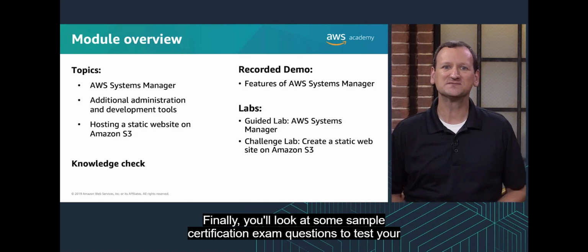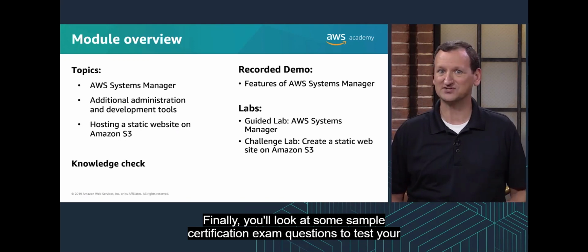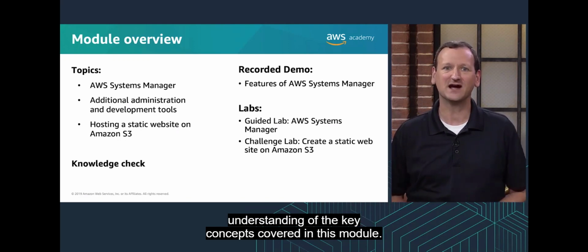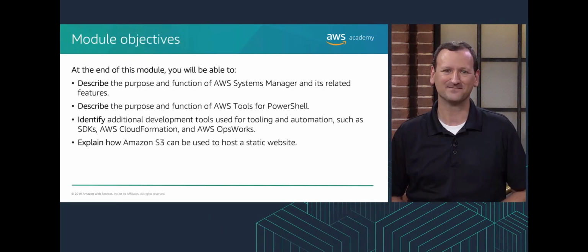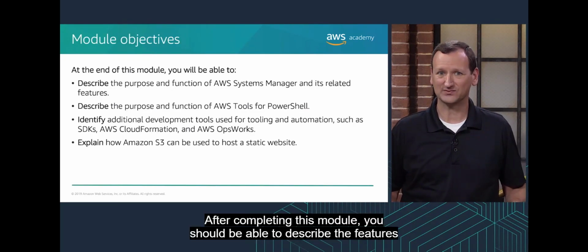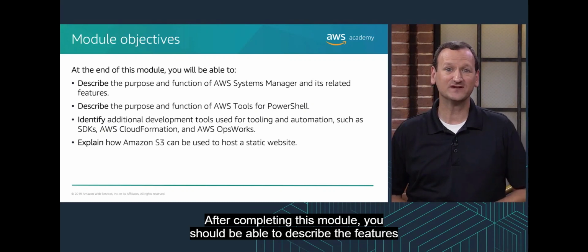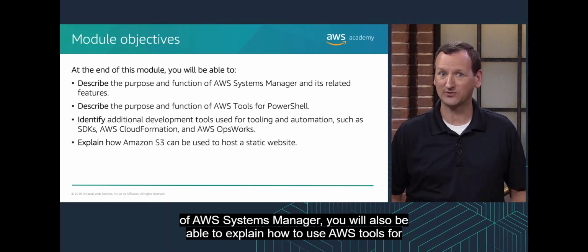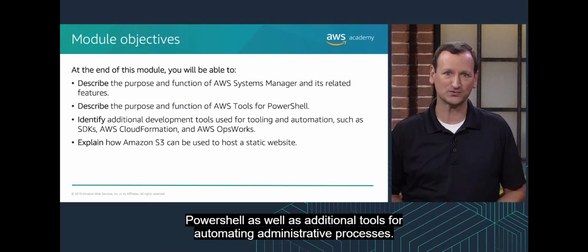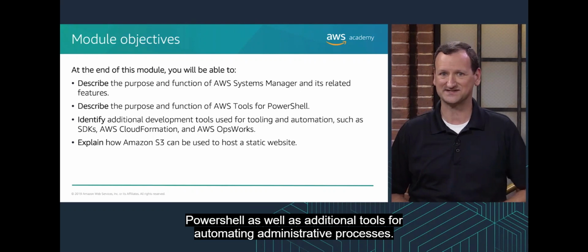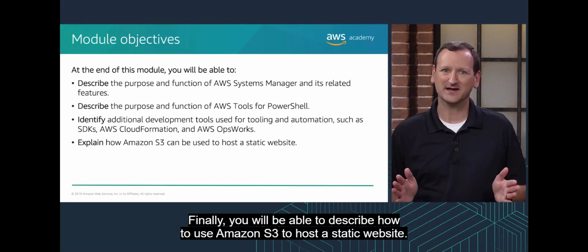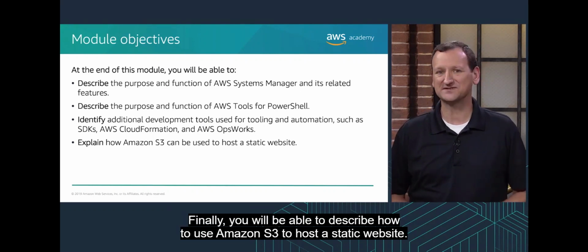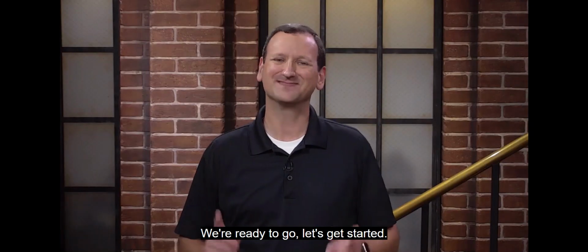Finally, you'll look at some sample certification exam questions to test your understanding of the key concepts covered in this module. After completing this module, you should be able to describe the features of AWS Systems Manager. You will also be able to explain how to use AWS tools for PowerShell, as well as additional tools for automating administrative processes. Finally, you will be able to describe how to use Amazon S3 to host a static website. We're ready to go. Let's get started.